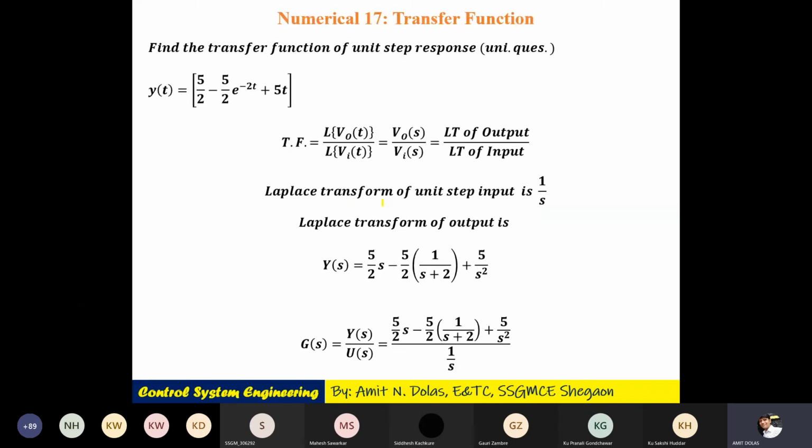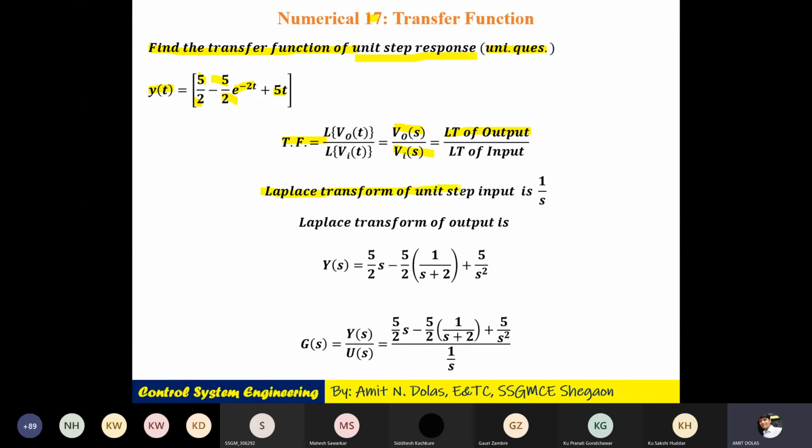That is number 17. Find the transfer function of unit step response. Unit step means u of t is equal to 1. This is a university question. For this system, y of t, the output, is equal to 5 by 2 minus 5 by 2 e raised to the power minus 2t plus 5t. We have to find its transfer function, y of s upon u of s.